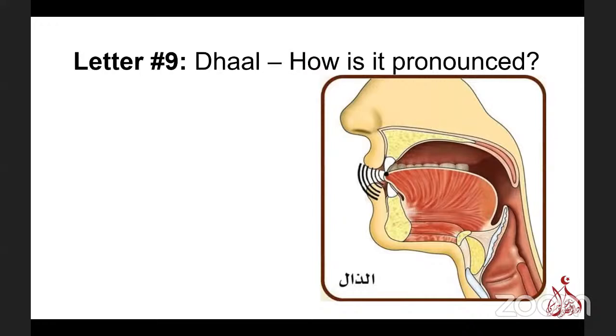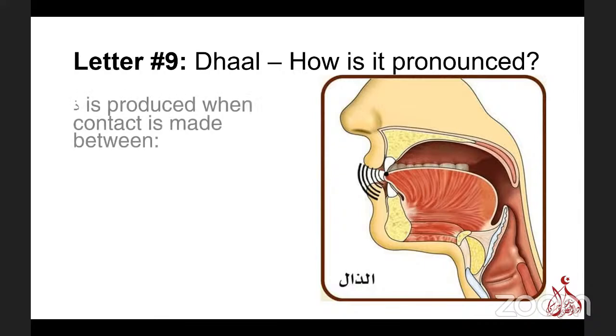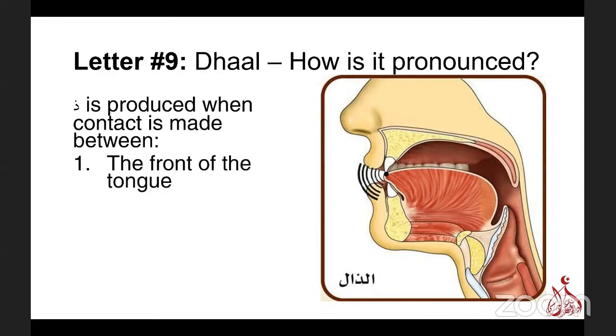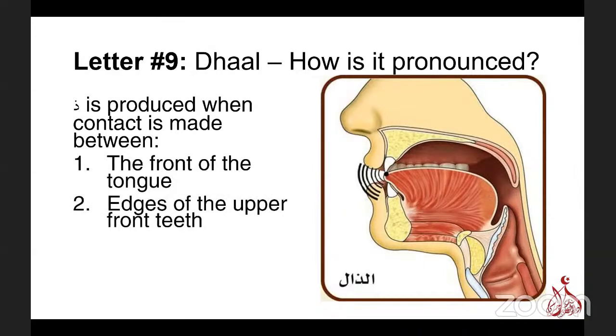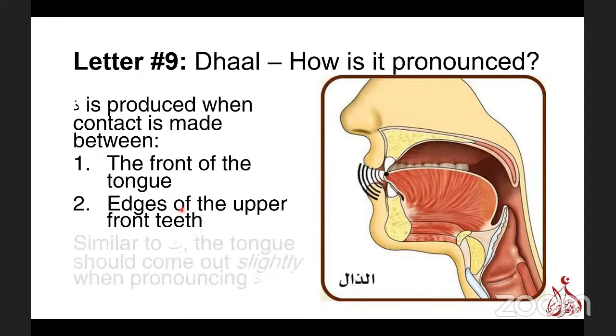First is, how is the letter Dhaal pronounced? When we're thinking of this letter Dhaal, have the letter Tha in your mind, because Tha and Dhaal are very, very similar in terms of where they're pronounced from. The letter Dhaal is produced when contact is made between two parts. Number one, the front part of the tongue and the edges of the upper teeth. So this tongue is making contact right over here with the bottom edges of the upper teeth. And that's exactly how a Tha is pronounced as well.